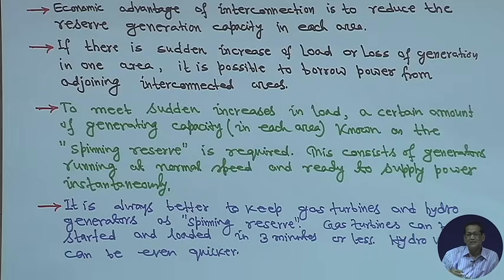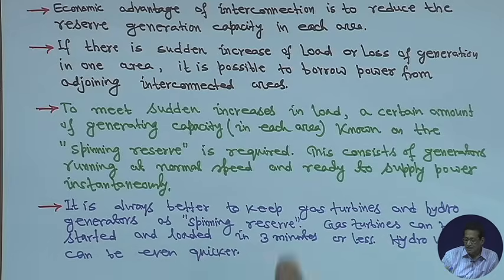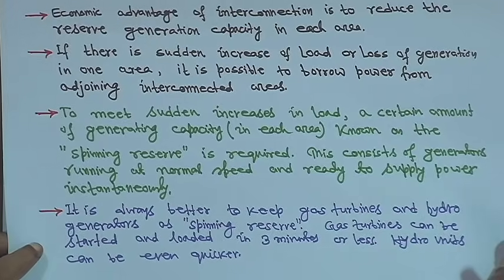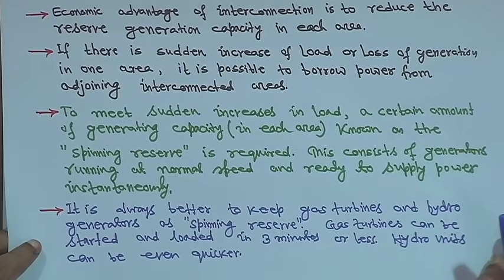For thermal units that constraint is very stringent, but in the hydro case it can generate power very quickly, and the constraint is not stringent. So that's why gas turbines and hydro generating units should be kept as spinning reserve. These are the general ideas and some advantages of an interconnected power system.